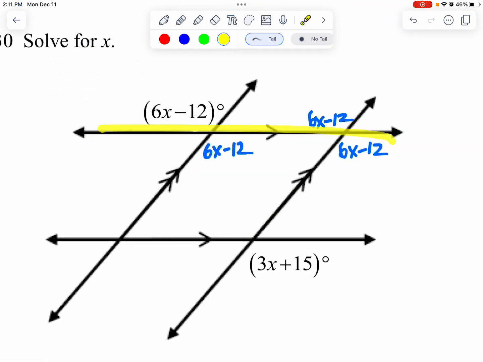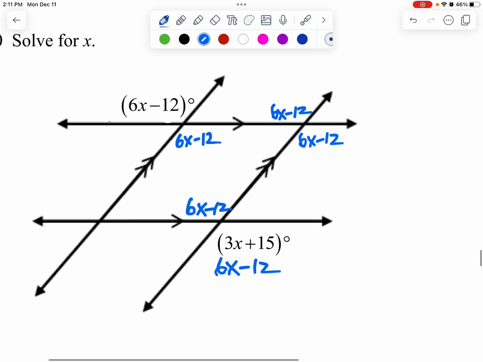And because I have parallel lines this way and because I have parallel lines this way, it makes the picture look a little bit crazy, but it works the same way. 6x minus 12, 6x minus 12, 6x minus 12, 6x minus 12. Interesting. And you can continue doing that and filling in your whole picture with all the vertical angles that are always supposed to be equal, right?